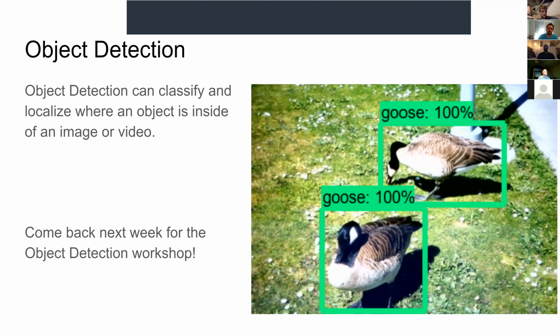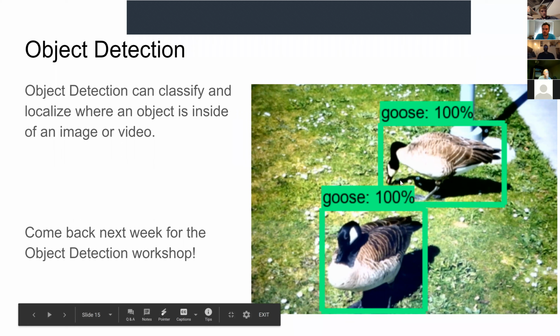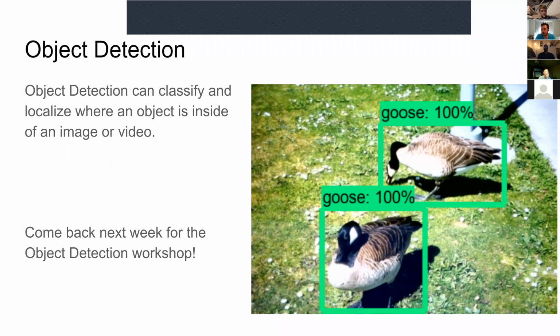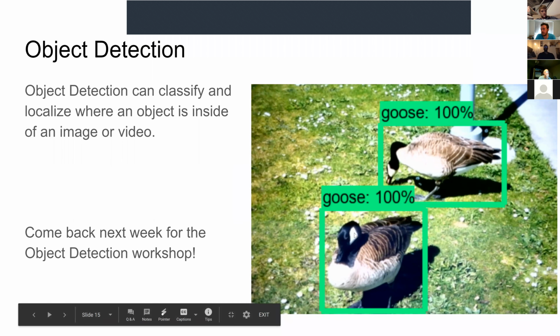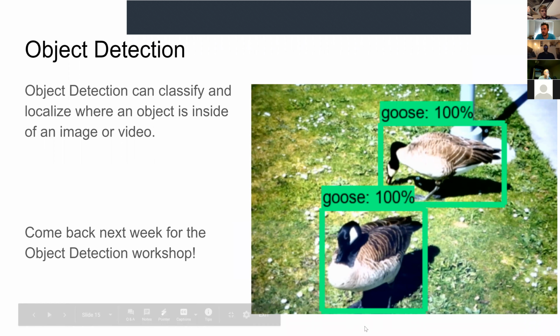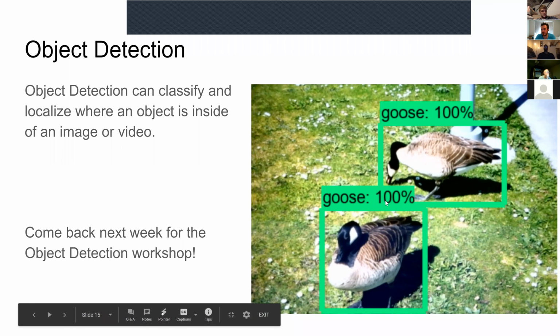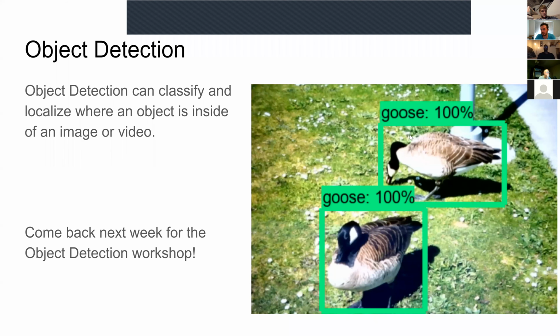Object detection. So object detection can classify and localize where an object is inside of an image or a video. And that's what we're going to do next week in part 2. We'll actually build an object detector. And so here you can see it's not just saying, oh, there's a goose in this image or there are geese in this image. It's actually saying, there's a goose and I'm drawing a box around where that goose is. It's right here. And there's another goose and I'm drawing a box around where it is right here as well.